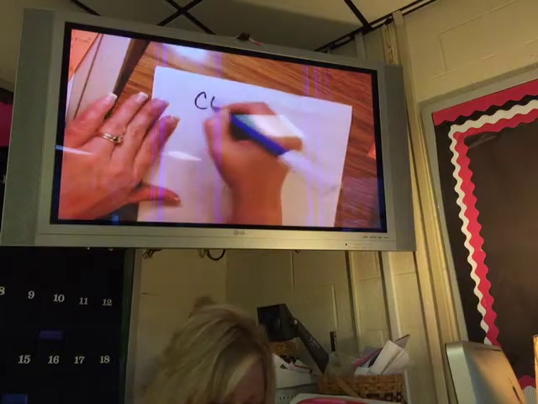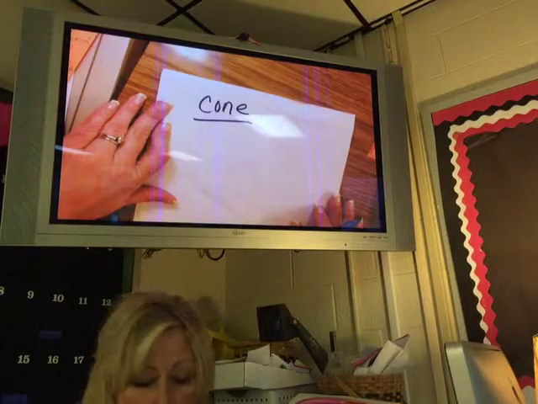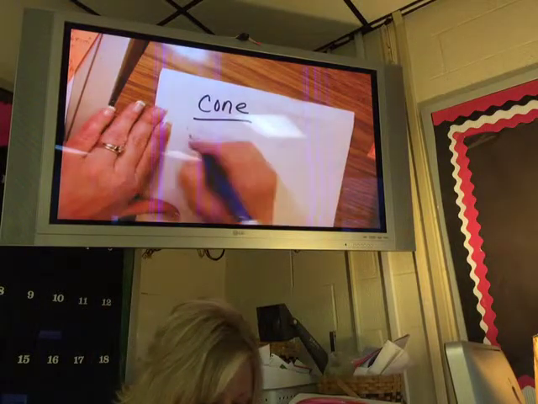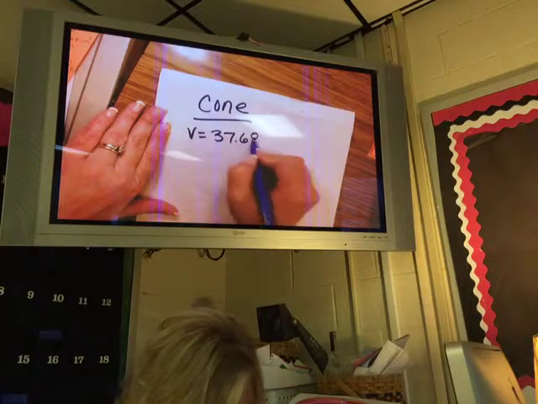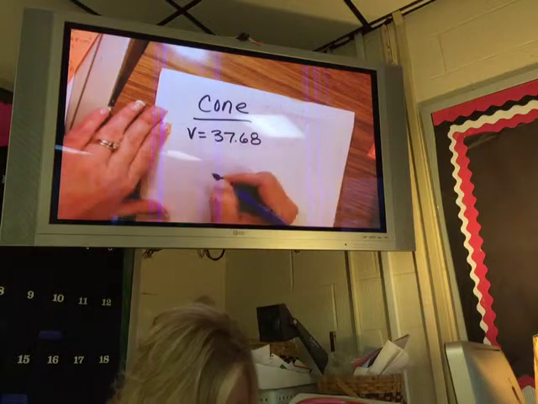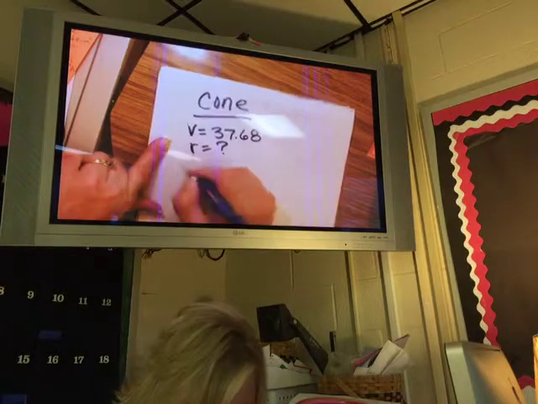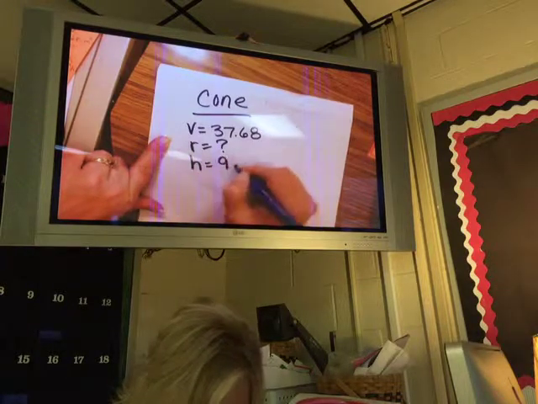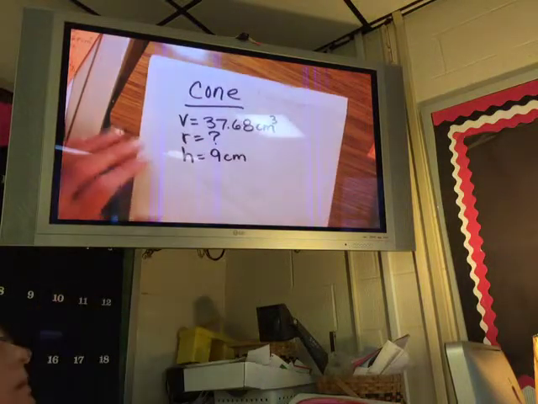Yeah. Awesome. So now look at the shape. Now it's a cone. The cone says, here's your volume, 37.68. The radius this time is unknown. The height is 9 centimeters. Okay, so this one's a little more difficult.